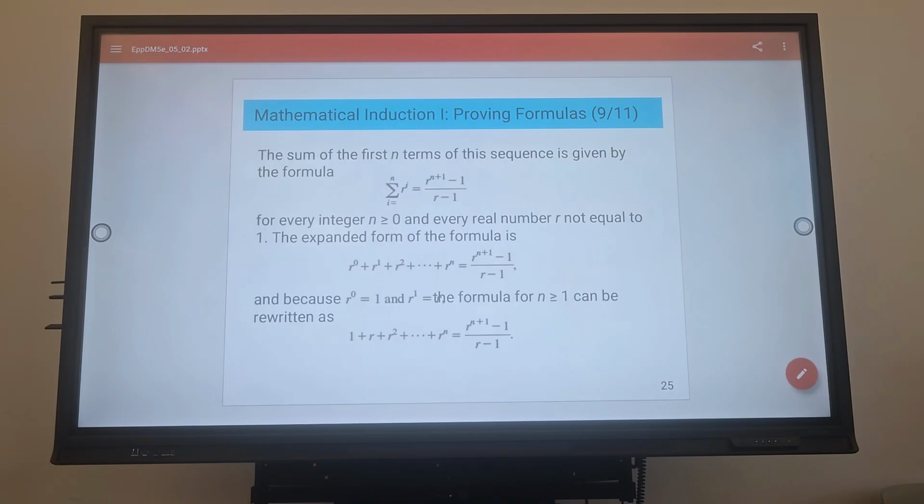The expanded form of the formula is given here. But because r to the 0 is 1 and r to the 1 is r, the formula for n greater than or equal to 1 can be written like so.